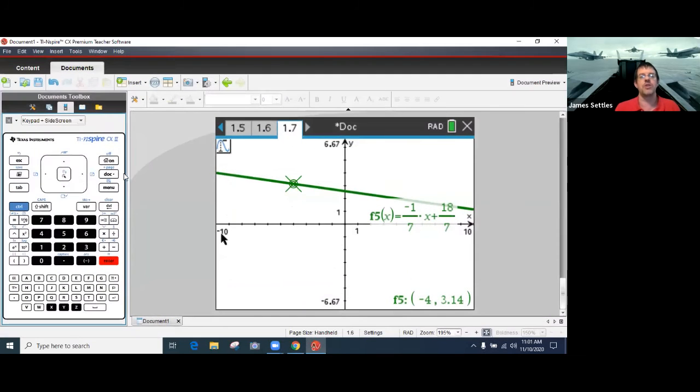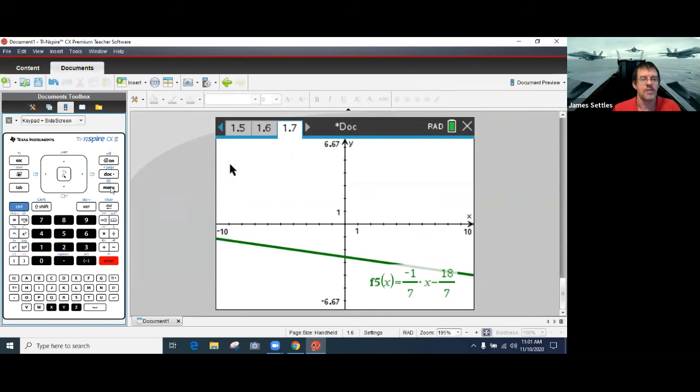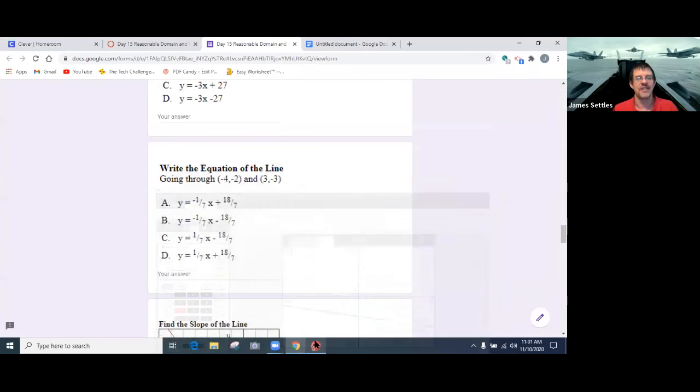To do that, we're going to hit tab. We're not going to retype this. We're going to go up and then simply go over and take out the plus and switch that to a minus. This makes this go so much quicker. So then we hit menu 5-1 again. Does that match right there? -4, -2. Yes, that matches right there.